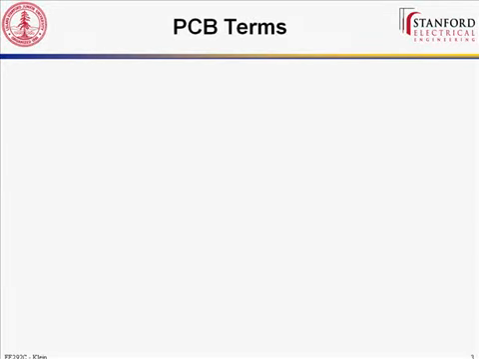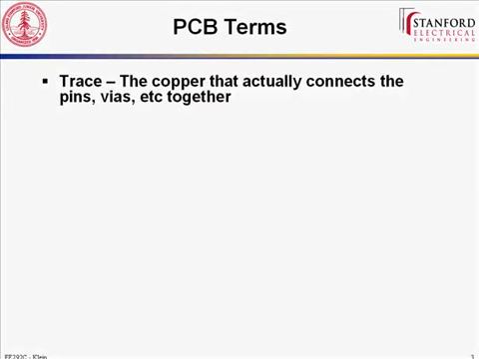All right, so let's go over some basic terminology for printed circuit boards, or PCBs. First off, there's something called a trace, and the trace is this actual copper connection that connects your pins and vias and whatever you have on your board together. So a trace is kind of analogous to a wire on a proto board. This is what actually carries your electricity between different connections.